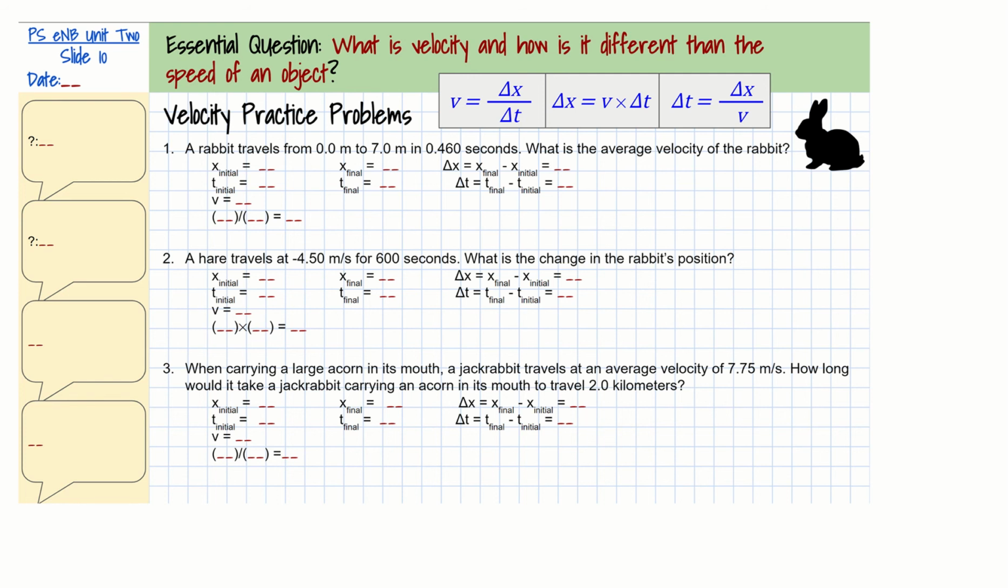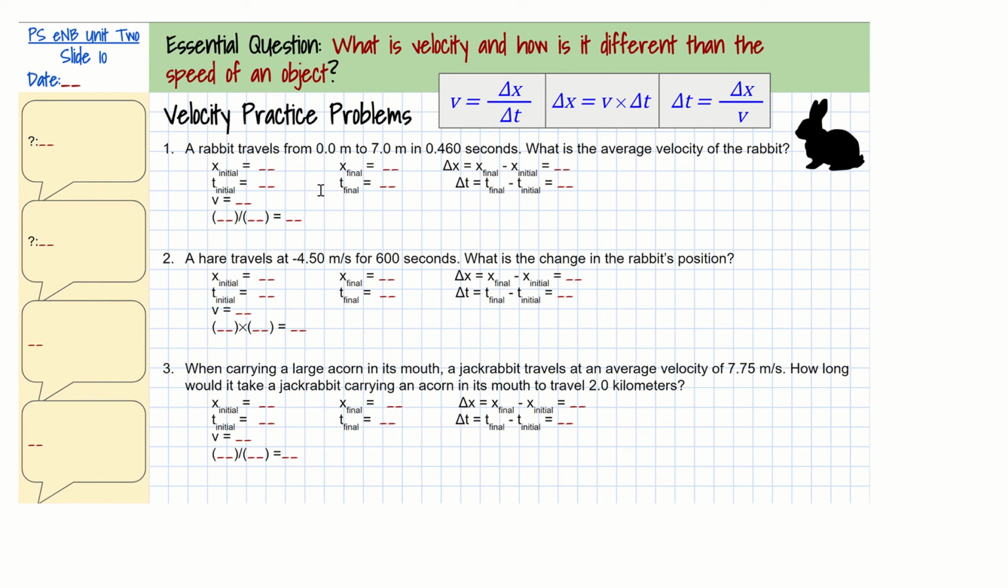In this video, I'm going to talk you through how to work through the velocity problems that you did in a group yesterday. I know there was some confusion as to what all the variables were, so I'm going to step you through in this video each of these three velocity problems. These are from slide 10 in your electronic notebook and also from your group workspace.